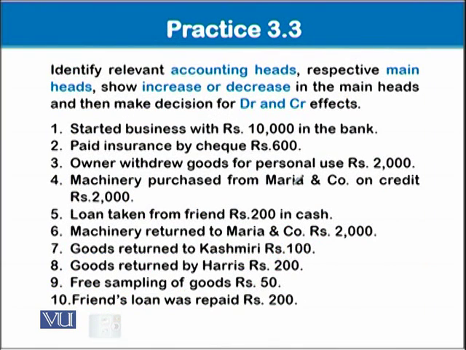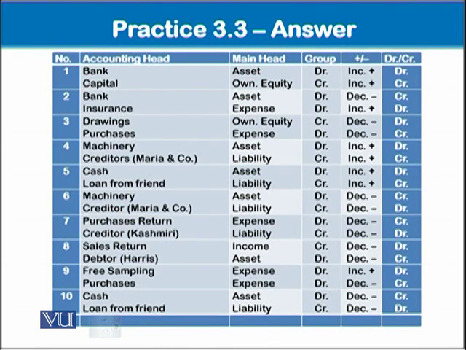And next comes transaction number 9. Free sampling of goods for rupees 50. Free sampling, we are giving goods as free sample. So means purchases which are expenses would be decreased, and debit group was for these expenses. When we are decreasing, it would be credited.